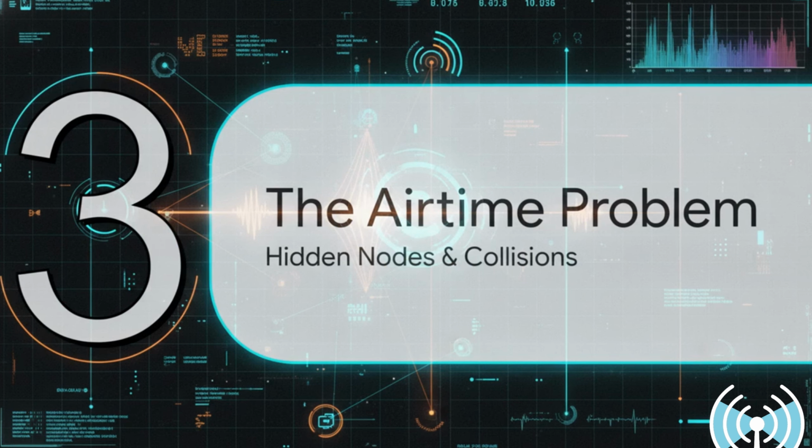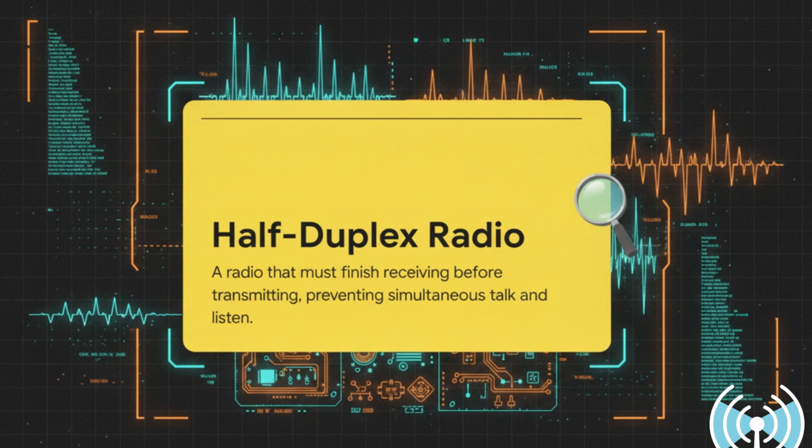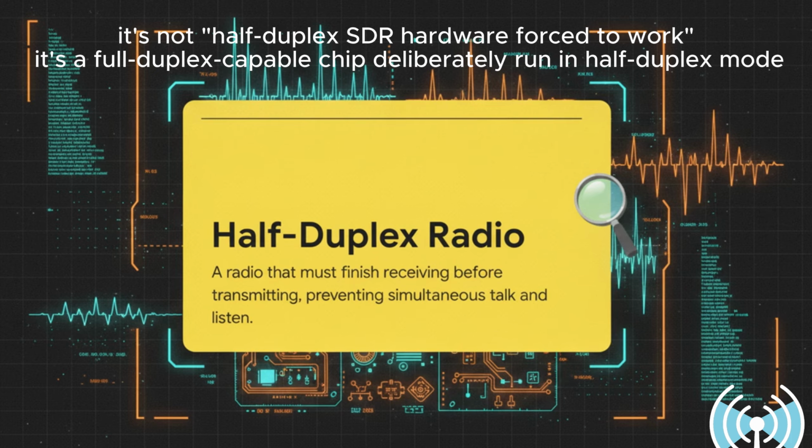Okay, Section 3, the wireless airtime problem. Let's talk physics for a second. In a tactical mesh, almost every node is a half-duplex radio. What does that actually mean? Well, it means a node has to completely finish receiving a packet before it can turn around and retransmit it. It just cannot listen and talk on the same channel at the same instant.